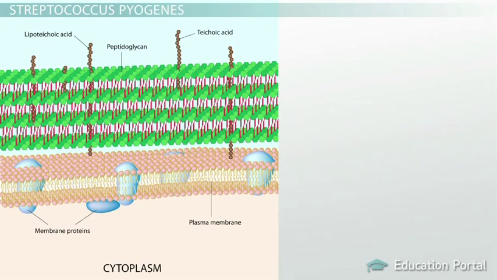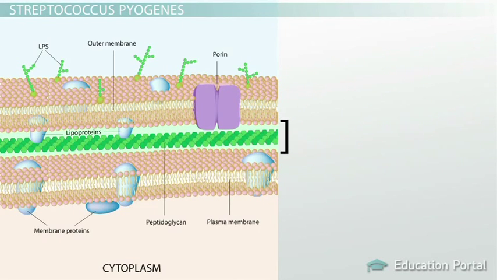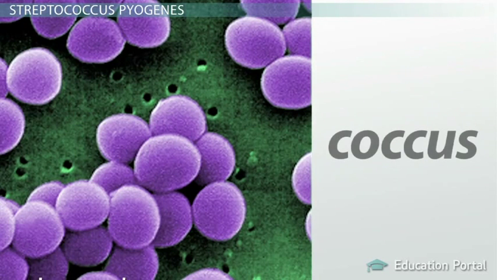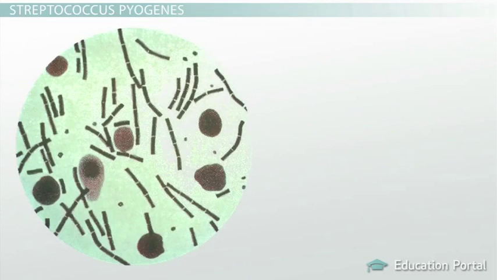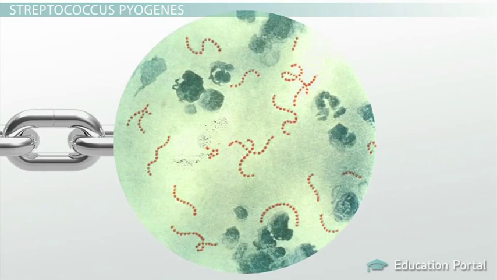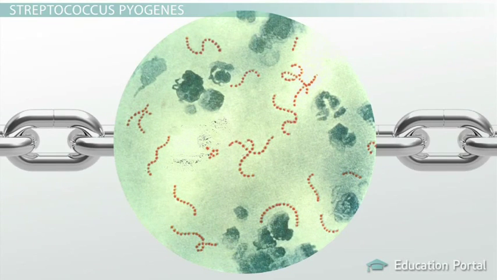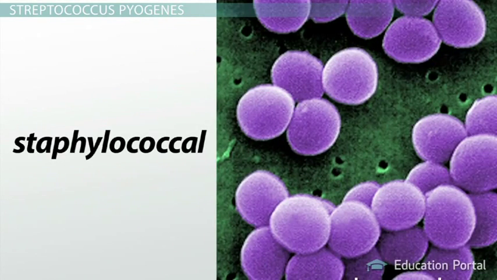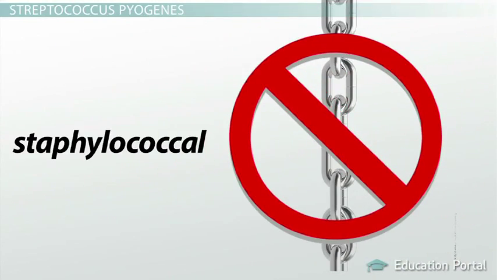The fact that this is a gram-positive bacterium means it has a very thick cell wall compared to a gram-negative bacterium. Since this bacterium is known as a coccus, that automatically means it has a round shape as opposed to a rod-shaped bacteria. Furthermore, streptococcal bacteria form chains of bacteria, as opposed to staphylococcal bacteria, which are also round-shaped bacteria, but do not form the characteristic chains of streptococci.